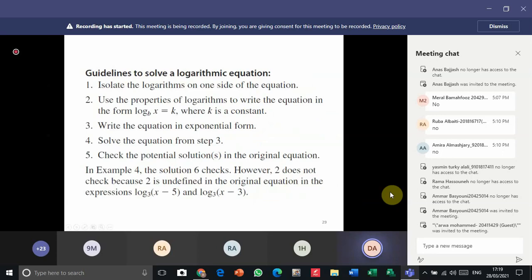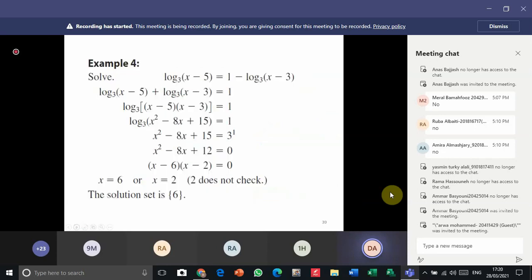If we have two logarithms, how can we solve them? For example, like this, log x minus 5 equal 1 minus log x minus 3. If we have two logarithms, we must put the logarithms on one side. Okay, so we have this one. This is equal to 1. And put the logarithms into a single logarithm. So if we have many logarithms, put them in a single logarithm.